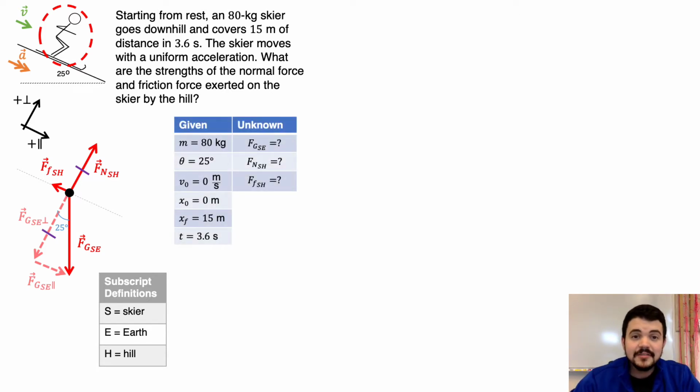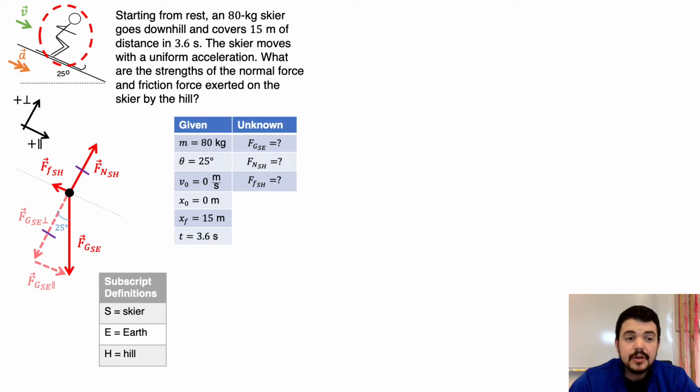Now we can make our list of givens and unknowns, and let's see, what do we know? We've got the mass of the skier is 80 kilograms. We have theta, the angle of incline, is 25 degrees. We have the initial velocity, v sub 0, is equal to 0 meters per second. We have the initial position, x sub 0, is 0 meters. We have the final position, x sub f, is 15 meters. And we have the time is 3.6 seconds.